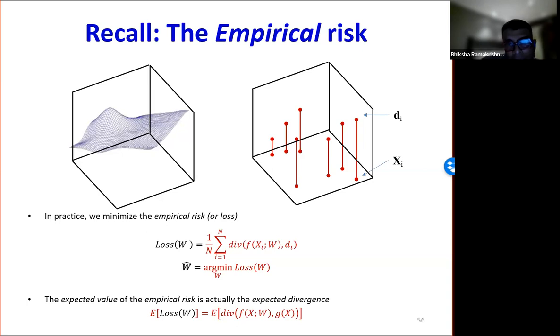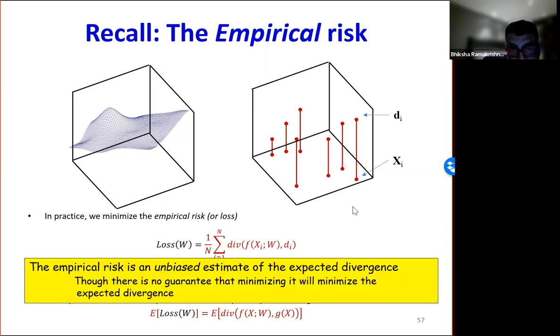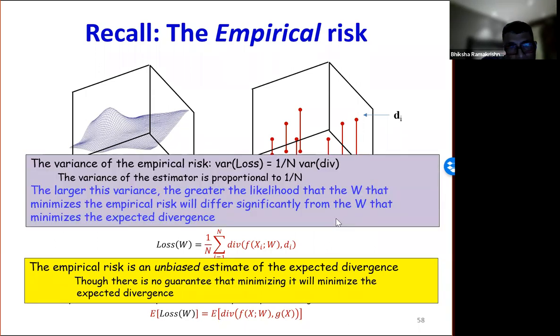So, which is why we can use the loss and say this is what we're going to minimize. But then, what we have is that the empirical risk is an unbiased estimate of the expected divergence. But there is no guarantee that minimizing it will, in fact, minimize the expected divergence. We're just using it as a proxy because in expectation, the empirical risk is the actual objective we're trying to minimize. Now, what is the variance of the empirical risk?